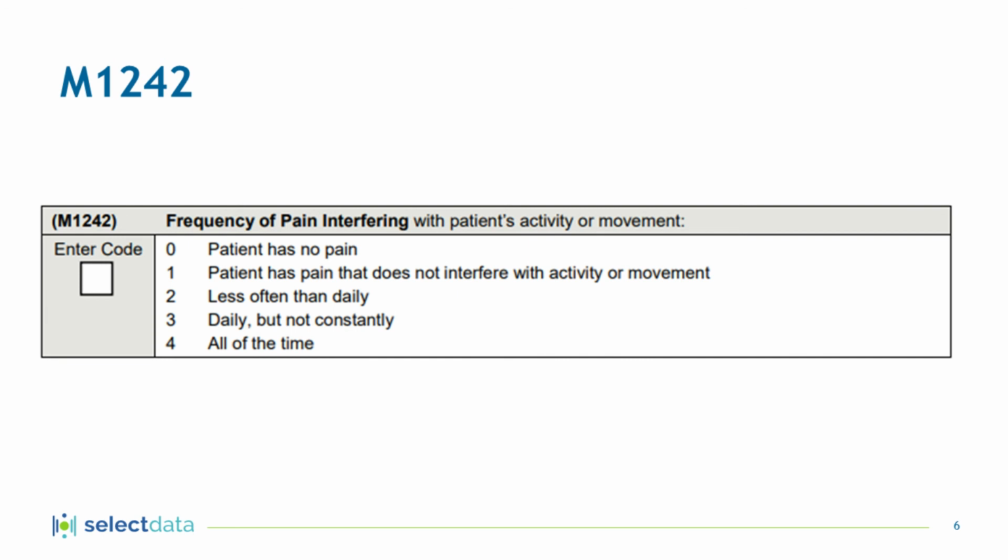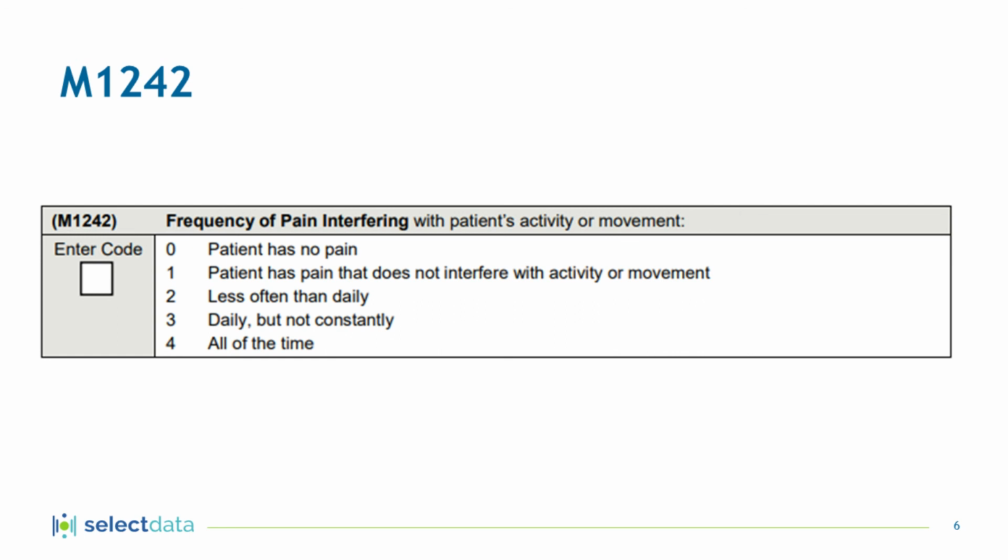M1242, frequency of pain interfering with patient's activity or movement. Response 0, patient has no pain. Response 1, patient has pain that does not interfere with activity or movement. Response 2, less often than daily. Response 3, daily but not constantly. Response 4, all the time.